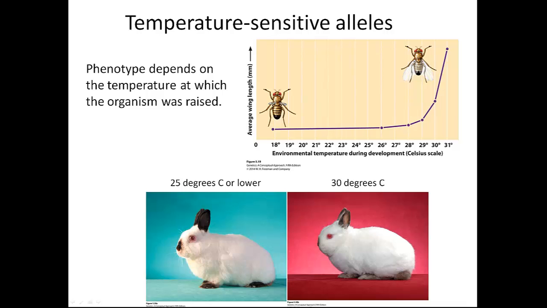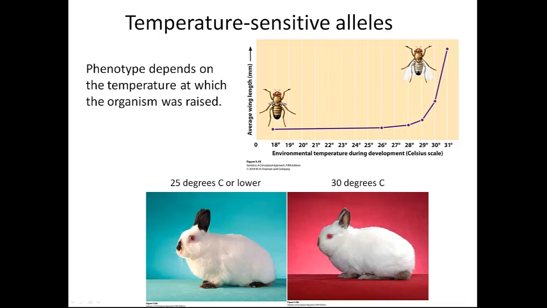Some alleles are also sensitive to temperature, and so I'll just show you two examples here. One example is found in fruit flies. There is a mutation called vestigial, which causes these little stubby wings, and it turns out that the wings are stubby if you grow them at about room temperature. This is Celsius. However, if you grow them at a higher temperature, they show normal wings. So that is a temperature-sensitive allele.